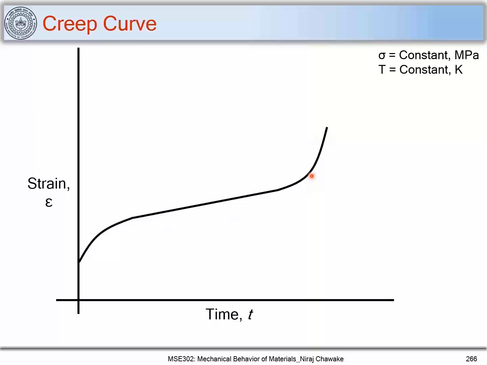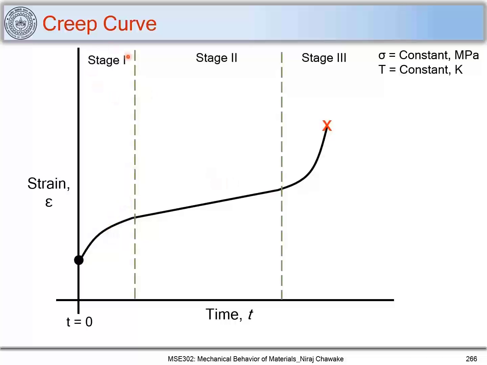And let's understand the creep curve in more detail. So this is a creep curve which we have got, where we have a strain which gets accumulated over a period of time at a constant stress and at a constant temperature. Now this is t equal to 0, this is t equal to tf, and you can see from the shape of this creep curve, we can divide it into 3 regions, and we call them stage 1, stage 2 and stage 3.